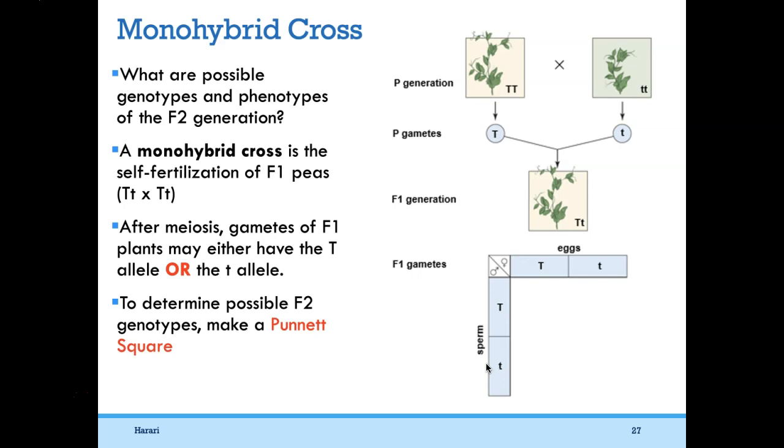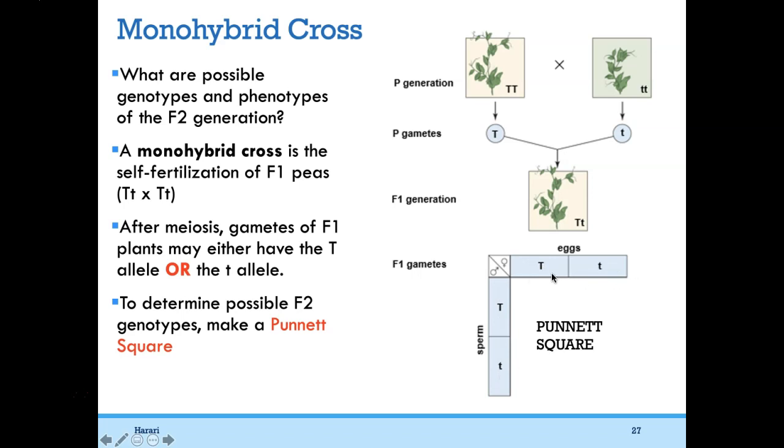To determine the possible F2 genotypes, we make a Punnett square. And you might have done these before, right? But a Punnett square shows you the probable offspring that can result from a mating of individuals. In this case, this is a self-fertilization. So the eggs will be big T, little t, and the sperm will be big T, little t.